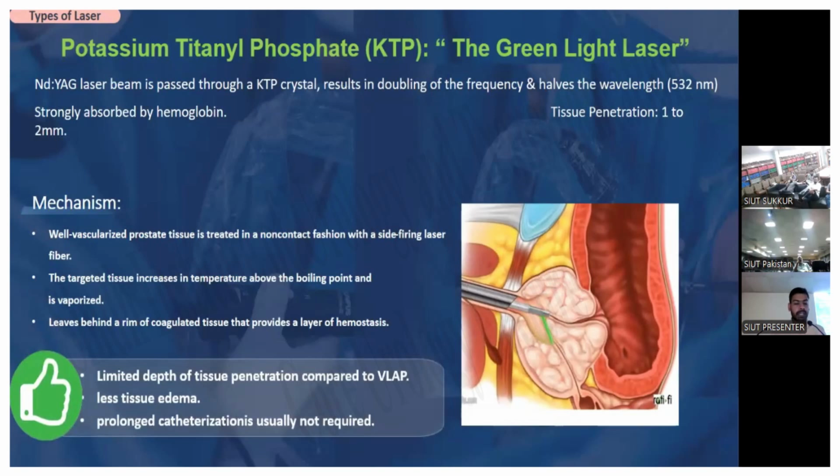उसके लिए जो है ना it had a good limited depth of tissue penetration, जिसमें जैसे कि हमने NDA में देखा कि it was getting penetrated for 1 सेंटीमीटर, जबकि ये जो है इसकी टिश्यू पेनिट्रेशन सिर्फ 1 to 2 मिलीमीटर थी. So it is a limited depth of tissue penetration compared to VLAP. Less tissue edema, उसकी वजह से एडिमा भी नहीं होता था, and prolonged catheterization was not required.